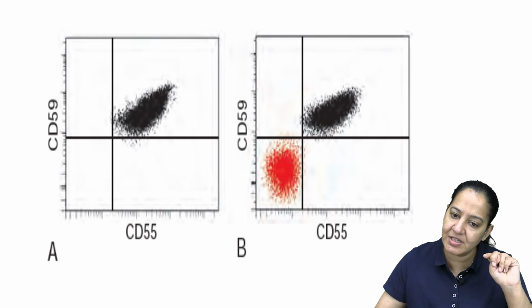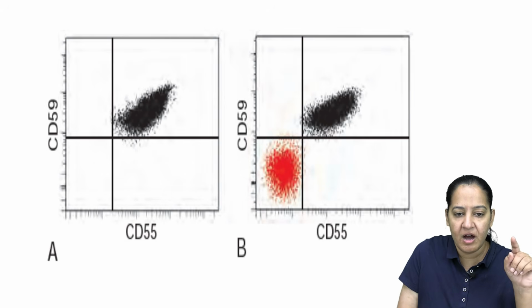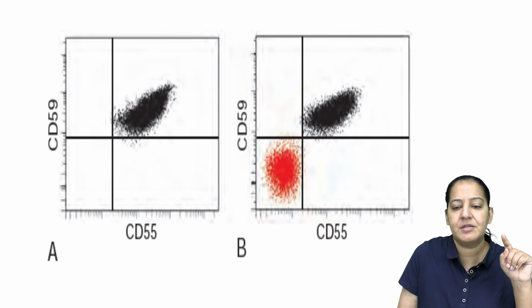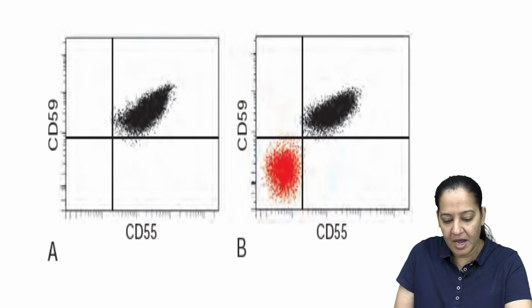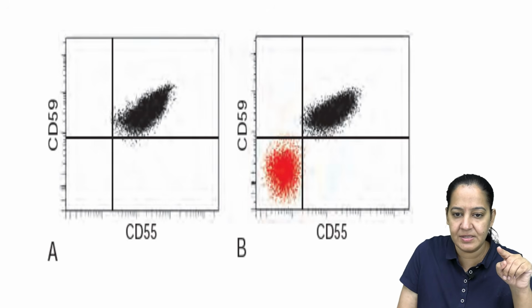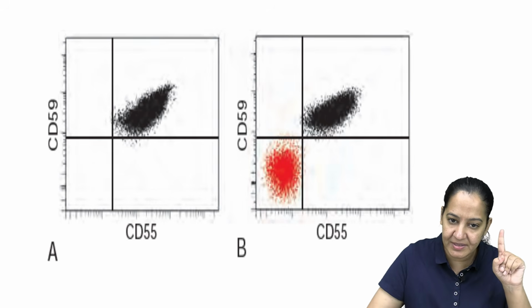Some RBCs are positive for both markers, some RBCs are negative for both. So this is a typical graph of a normal person. This is a typical graph of a PNH patient having bimodal distribution of RBCs. I mean to say this is the graph, this is 0, this is positive, and this is negative.